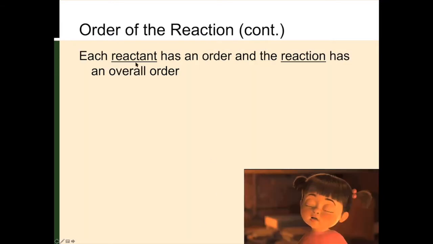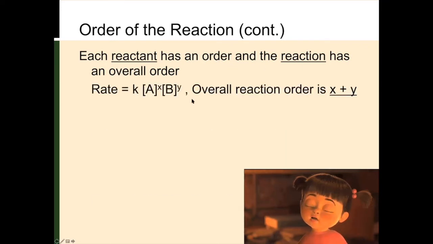So since each reactant has an order, you can say that the overall reaction has an order as well. Okay, so each reactant has an order and the reaction has an overall order. All right, so how do you figure that out? Well, you just add the orders up. So in the case of our generic rate law, we just add the exponents together. So the sum of x plus y.